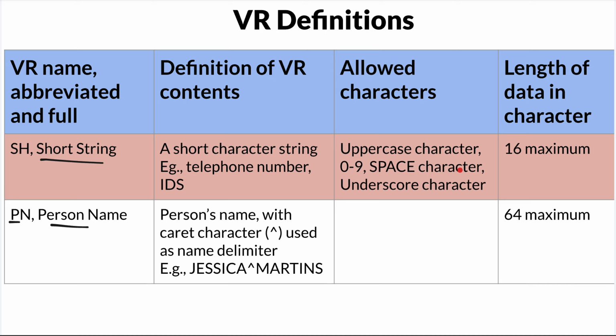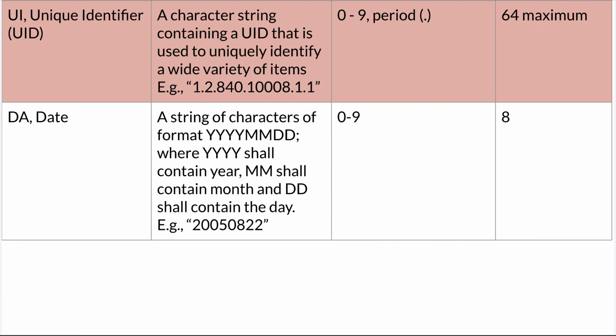Same thing with the name. If you look at the personal name, look at the abbreviation PN, and look at how the description is written. Jessica Martin. Here we use a delimiter, a caret, to separate the first name from the second name. Then we also have the length of characters, 64 maximum. That means your name should not be more than 64.